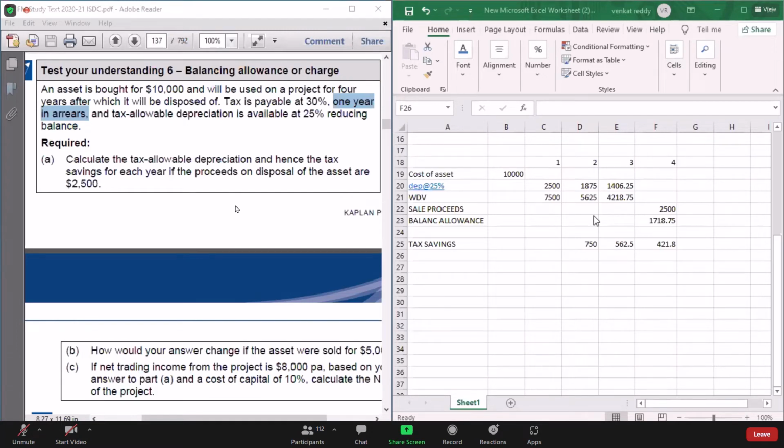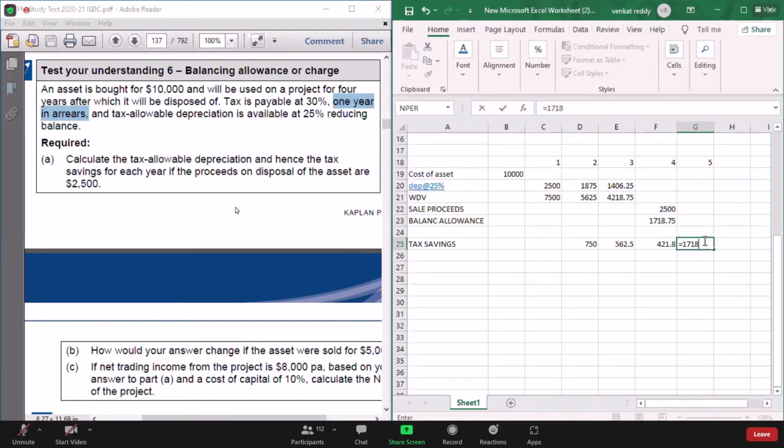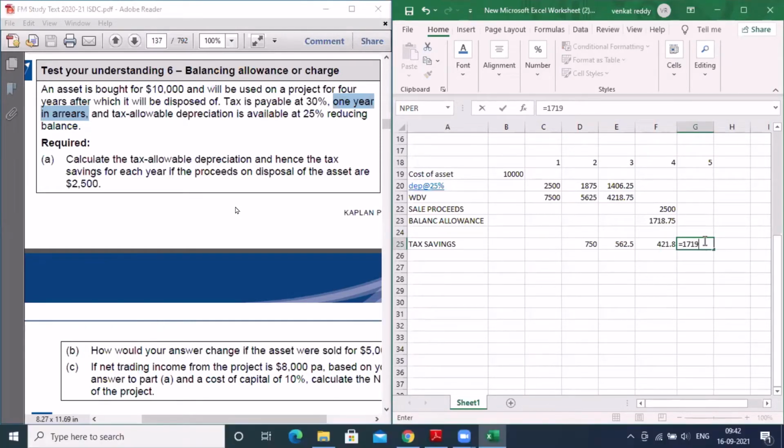Yes. Now, in this case, up to the fourth year we calculated here. Next, it means 421.8, and we also have a balancing allowance of 2,218. So this balancing allowance can be claimed as a tax relief in the next year, that is in the fifth year. So it means 1,718 into 30%, so it will be around 515.7, or we can consider it as 516.